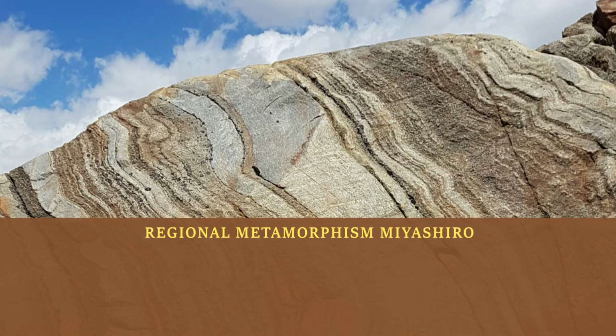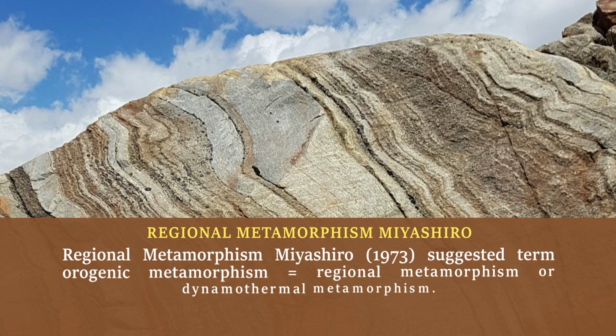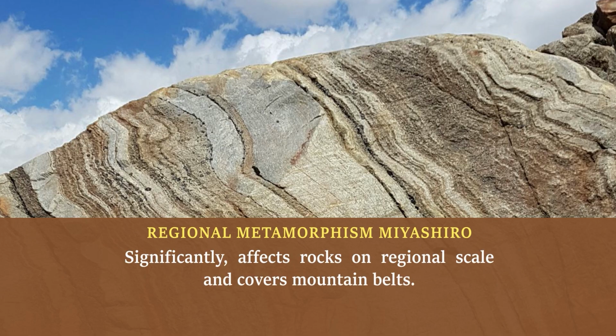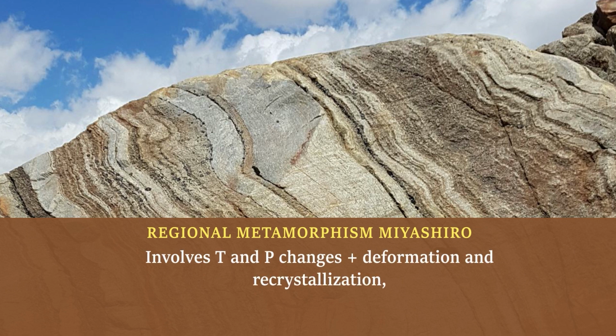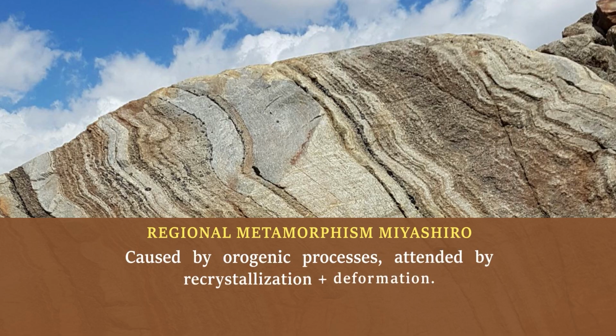Now let us take up one by one the regional metamorphism. Miyashiro in 1973 suggested the term orogenic metamorphism, which is regional metamorphism or dynamothermal metamorphism. Significantly, it affects rocks on a regional scale and covers mountain belts. It involves temperature and pressure changes, deformation and recrystallization. It is caused by orogenic processes attended by recrystallization and deformation.